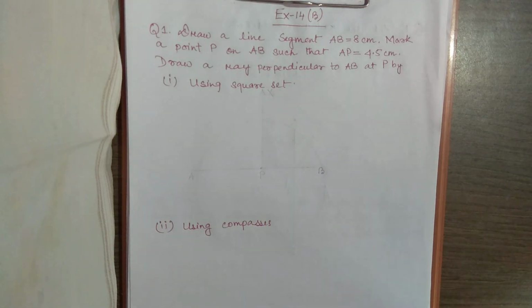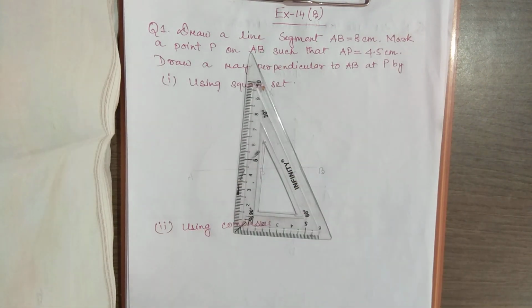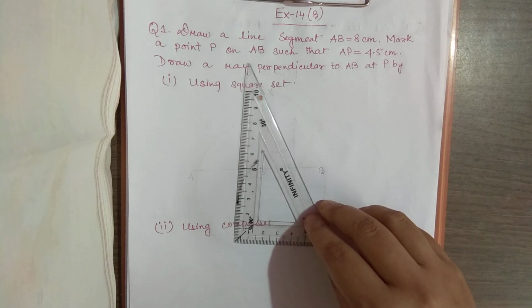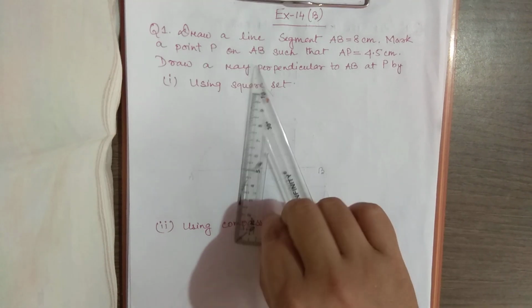Now let me introduce you to a square set. This is a square set. You can see in your geometry box there are two square sets. This is the scalene square set and the other one is the isosceles square set. Whenever it is mentioned in the question to draw a perpendicular using square set, you can use any one of the square sets. Okay, so this is the introduction of square set. Now let's move to the question.